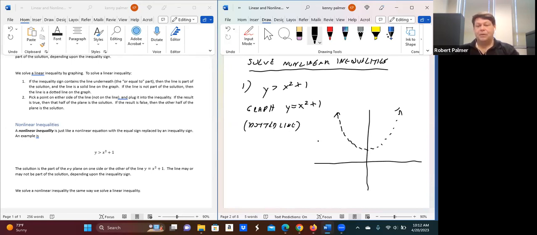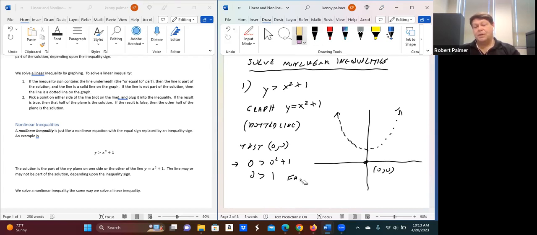Now, in the same way, we're going to pick a test point just like we did before. Once again, I'll just pick the origin. Let's actually pick something a little bit different. Now let's just do the origin again. We may look at a couple points anyway. So 0, 0 works exactly the same way. Plug that in. So y is 0, which is greater than x, which is 0 squared plus 1. So we get that 0 is greater than 1. Now, obviously, that's false.